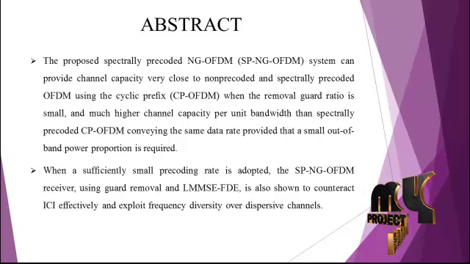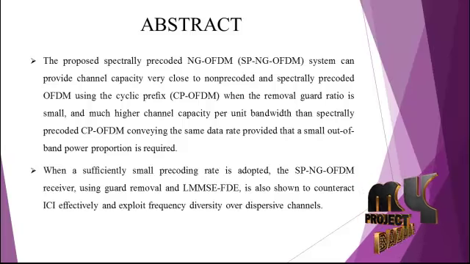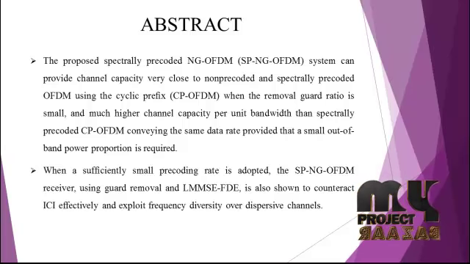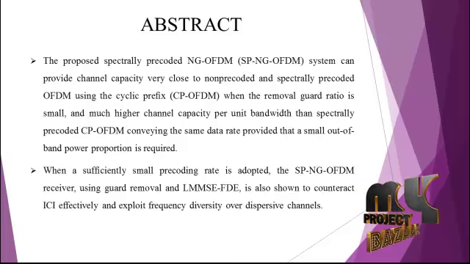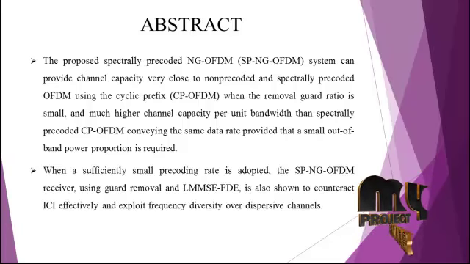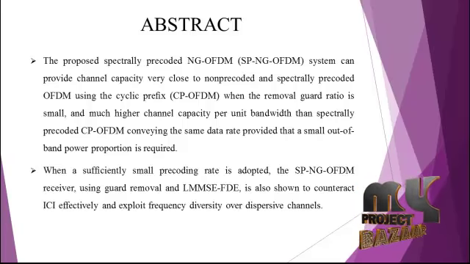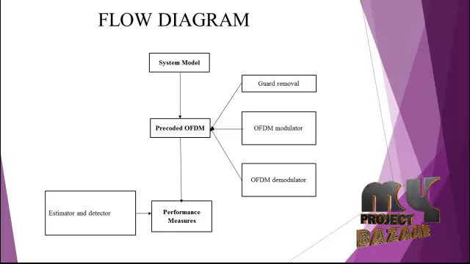When a sufficiently small precoding rate is adopted, the SP-NG OFDM receiver using code removal and LMMSE FDE is also shown to counteract ICI efficiently and exploit frequency diversity over dispersive channel. The project flow diagram is to estimate and detect the OFDM without code insertion.